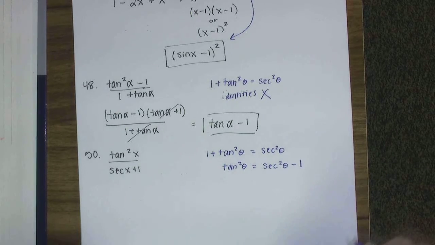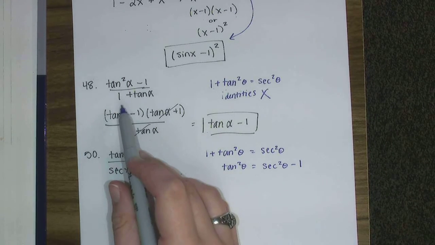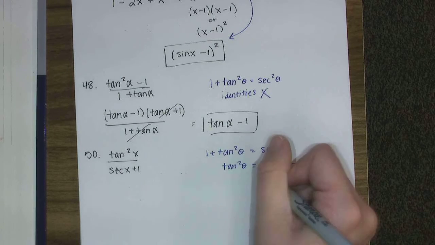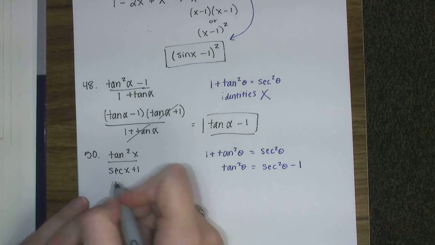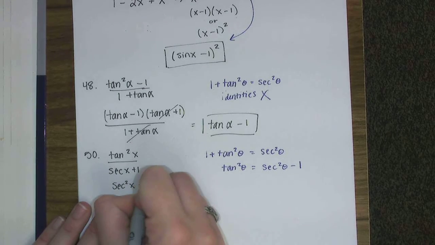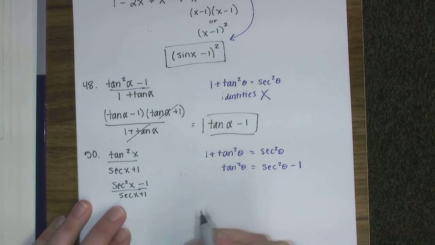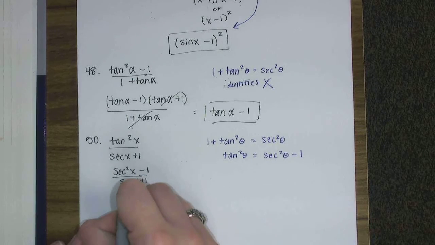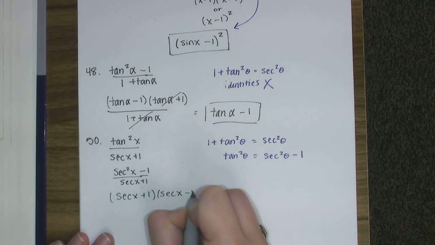So I can take that and replace that and use the difference of squares. So this becomes secant squared of x minus 1 over secant of x plus 1. Now that difference of squares on top becomes secant of x plus 1 times secant of x minus 1 all over secant of x plus 1. Now these two cancel, leaving me with secant of x minus 1.